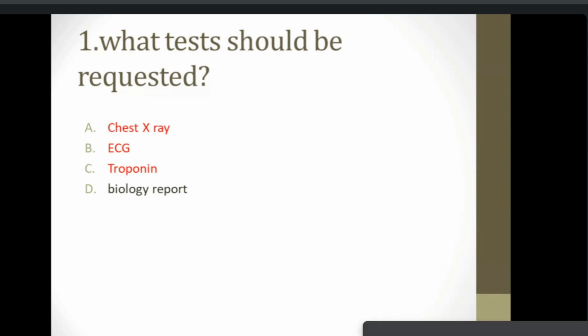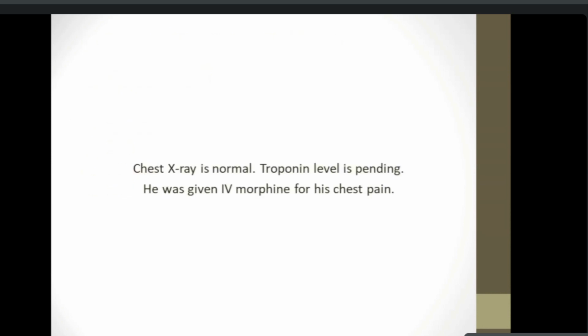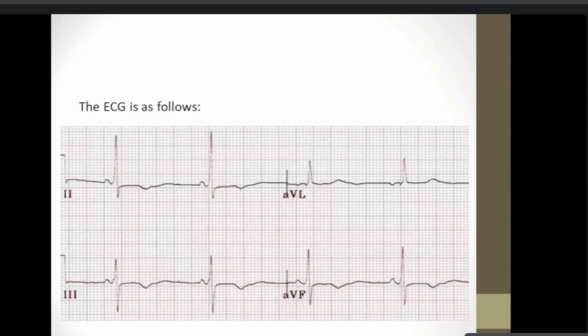The right answers are the chest X-ray, electrocardiogram, and troponin. So the chest X-ray is normal, the troponin level is pending, it means en attente, and he was given intravenous morphine for his chest pain. The electrocardiogram is as follows.